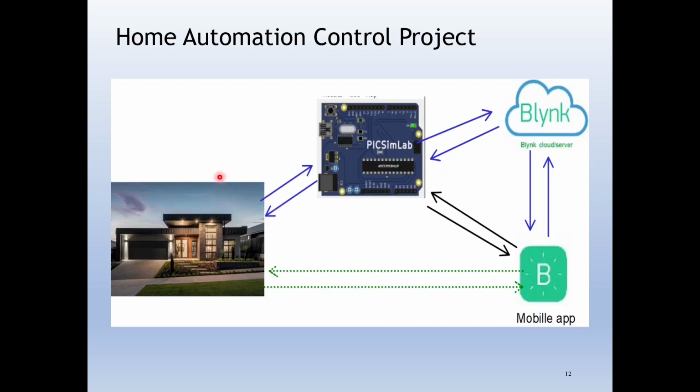Here is the picture of home automation control project. This is the PiximLab where all the connections are done. This is the Blynk Cloud server. This is the Blynk IoT mobile app, and you can control the home appliances by using this.